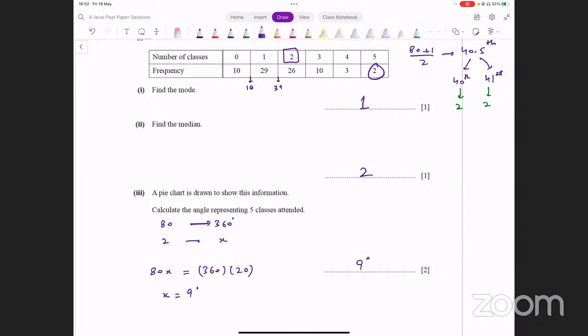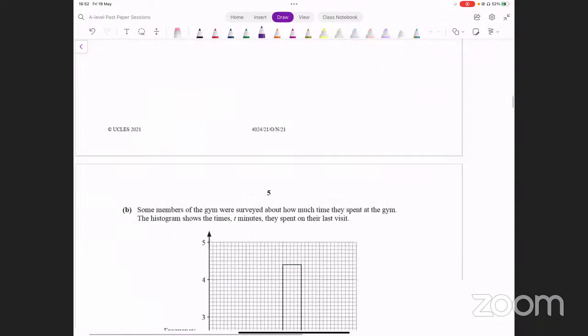अब इस तरह भी कर सकते हैं, रेशियो से डायरेक्टली भी कर सकते हैं. 2 out of 80 है, इसको 360 से मल्टीप्लाई कर दें. That's going to give you the same thing, which is 9 degrees. All right. सो बेसिकली हम इस तरह से क्रॉस मल्टीप्लिकेशन कर रहे हैं, उससे हमारे पास ये इक्वेशन बनती है. Let's move on. Part B.